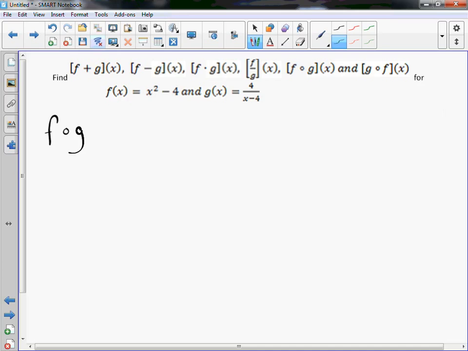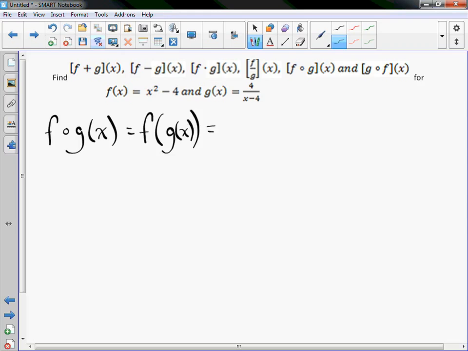F compose G of x. Another, more complicated way of writing it is to say F of G of x. They're kind of nested functions, if you're into computer science. One function goes inside the other one. So basically, the instructions when you see F compose G or F of G of x is to take the G function and put it into the F function.